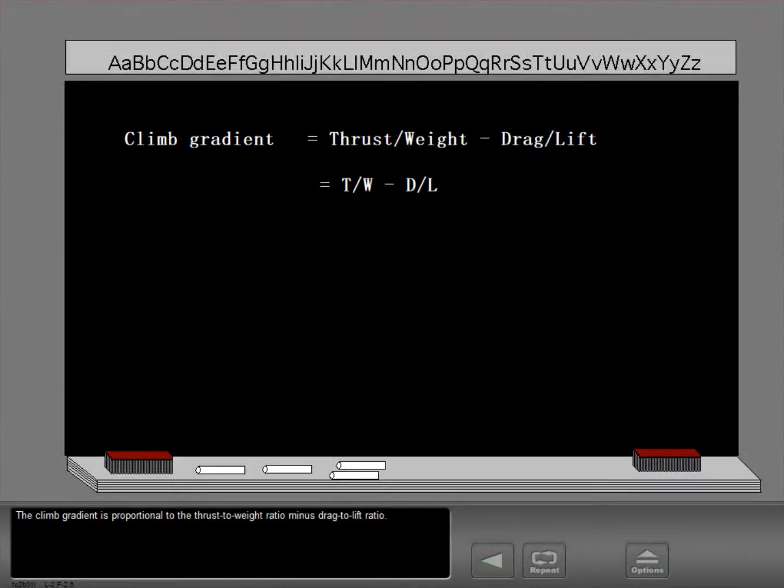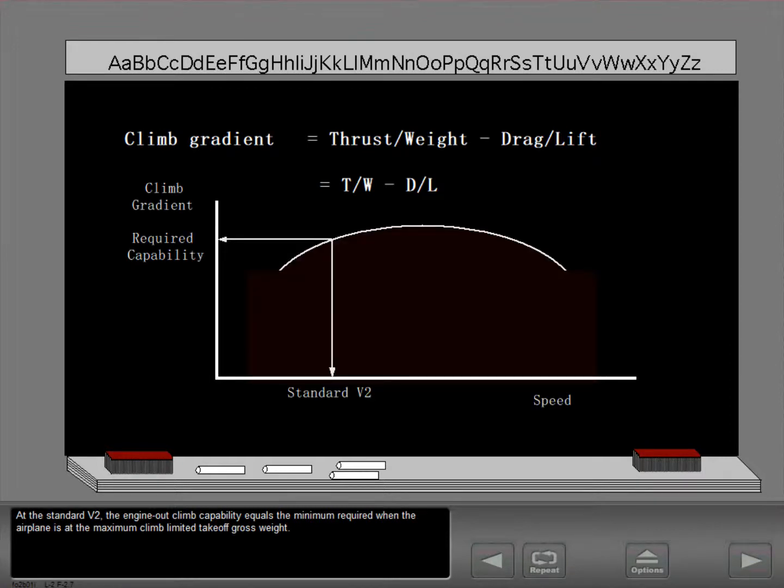The climb gradient is proportional to the thrust-to-weight ratio minus drag-to-lift ratio. At the standard V2, the engine-out climb capability equals the minimum required when the airplane is at the maximum climb limited takeoff gross weight.